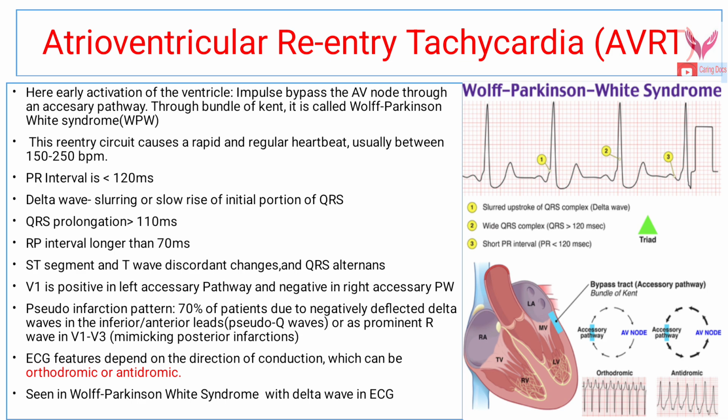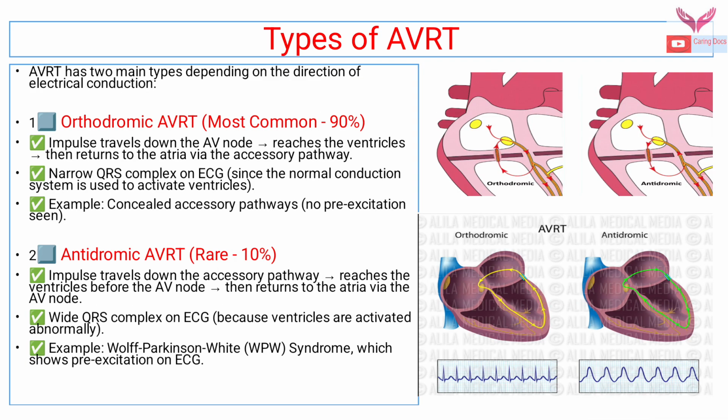Pseudo infarction pattern can be seen in 70% of patients due to negatively deflected delta waves in the inferior or anterior leads, that is pseudo Q waves, or as a prominent R wave in V1 to V3, which may mimic posterior infarction. The ECG features depend on the direction of the conduction, which can be orthodromic or antidromic. It is seen in Wolff-Parkinson-White syndrome with delta waves in the ECG.